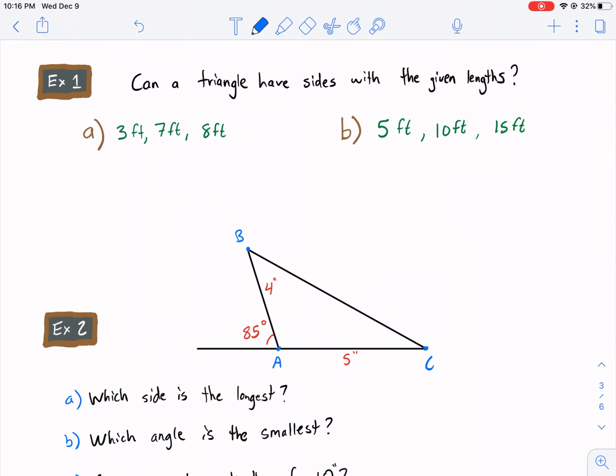Can a triangle have sides with the given lengths? 3 feet, 7 feet, 8 feet. What we have to do here is see, can we add 3 plus 7 and have it be bigger than 8? Question mark. Can we have 7 plus 8 and have it be bigger than 3? Question mark. And can we have 8 plus 3 and have it be bigger than 7?